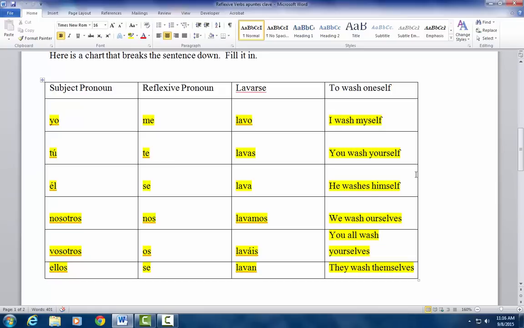Then we have tú, te lavas, you wash yourself. Él se lava, he washes himself. Nosotros nos lavamos, we wash ourselves. Vosotros os laváis, you all wash yourselves. Ellos se lavan, they wash themselves. You may have to pause right now to get caught up on all of the text that you have to copy down, but I'm just going to keep going.